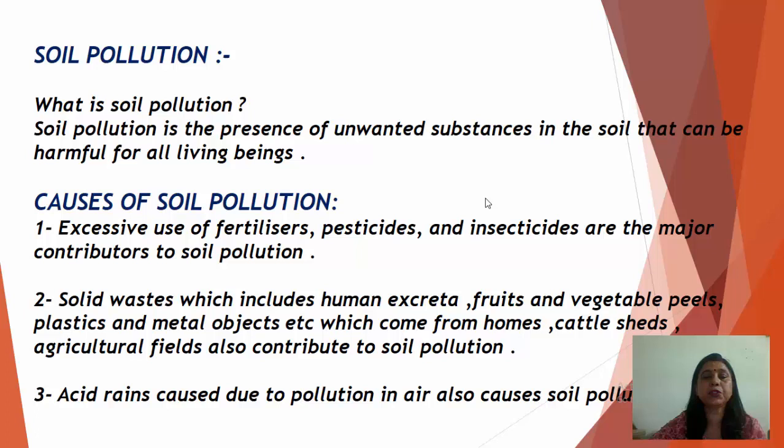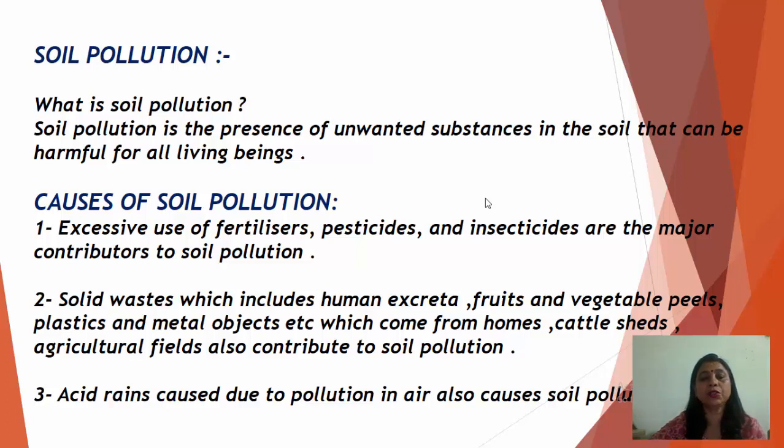Solid waste which includes human excreta, fruits and vegetable peels, plastics and metal objects, etc., which come from homes, cattle sheds, agricultural fields also contribute to soil pollution. So all these play a major role in the pollution of the soil.